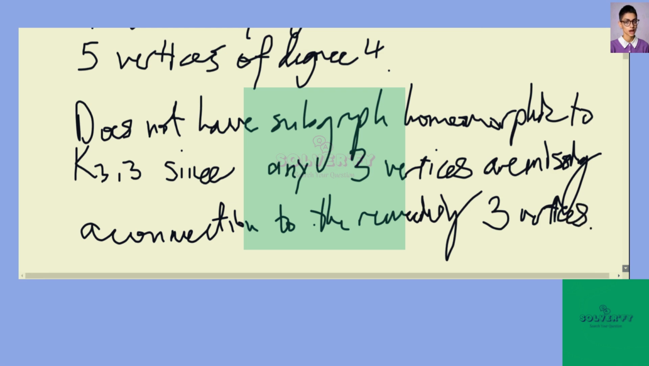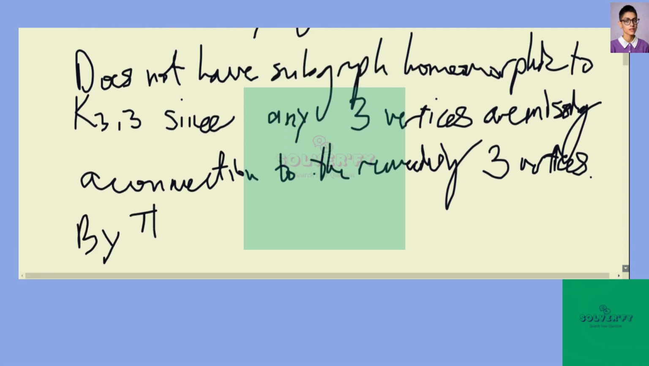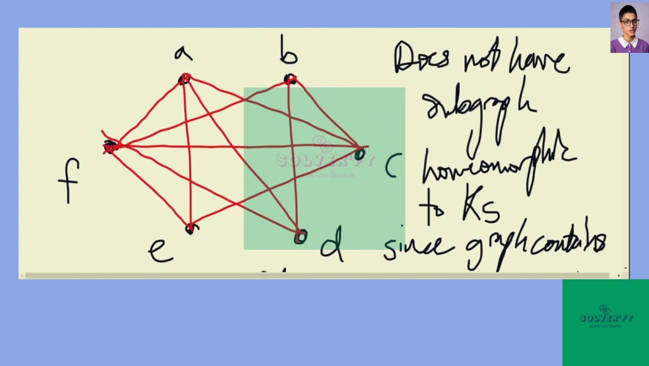And therefore, by theorem 2, it follows that the graph is planar. And so we should be able to draw this graph without any crossings. So to do this, there are a few different ways, but one easy way is to notice that we could move vertex B below all the other vertices and move vertex E above all the other vertices.